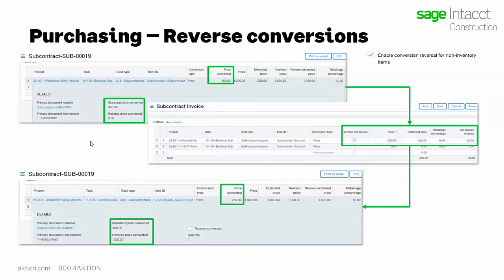And so that negative amount will continue to be tracked, and the price converted will display the net amount of what has been converted. This is also a permission setting if you want to allow specific users to have access to reverse these conversions.